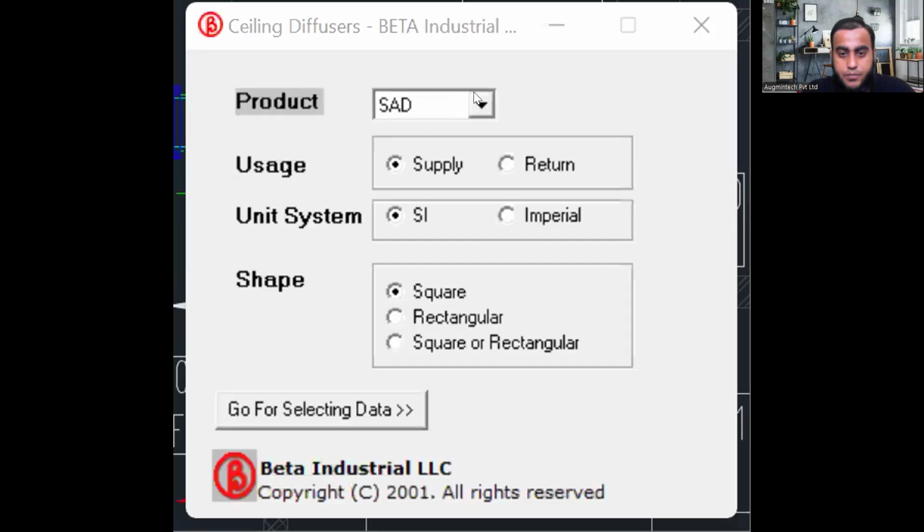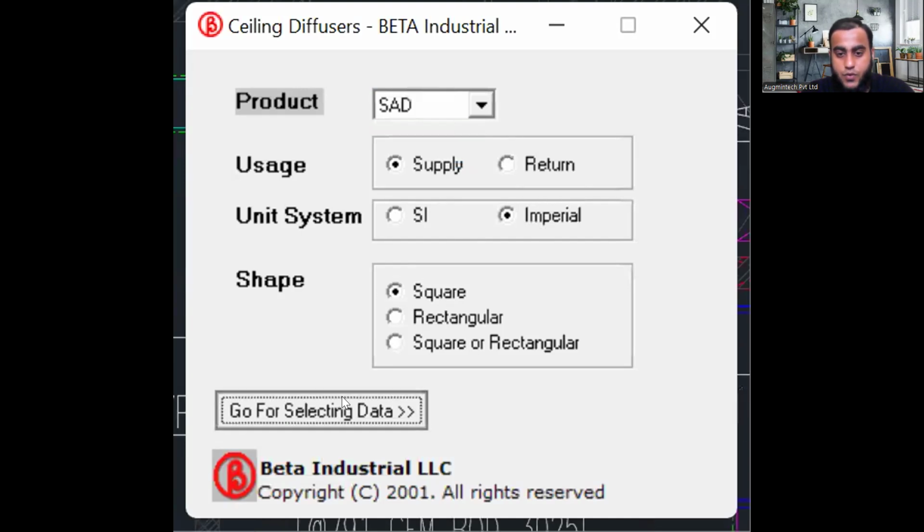In this ceiling diffuser, finally, for what purpose are you using the diffuser? For supply, and unit system, let's say Imperial, because we are working in Imperial. And the diffuser which we have, what is the size of this diffuser? 250 by 250 square diffuser. So shape is square, go for selecting data. Okay. Now what you have to do here, see one thing, remember all of you.